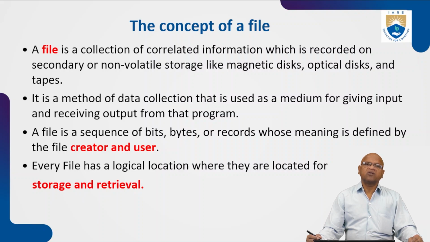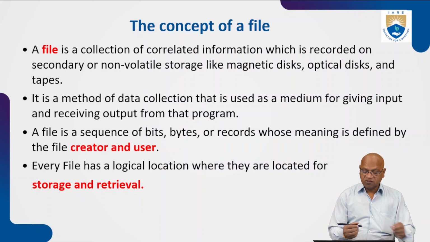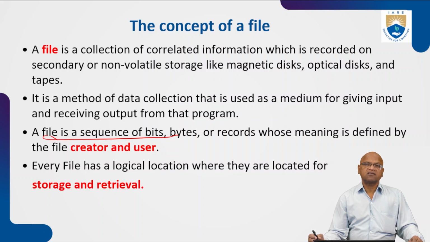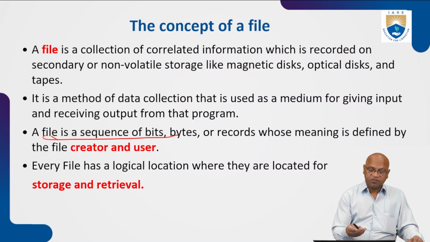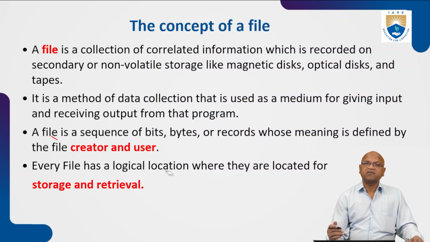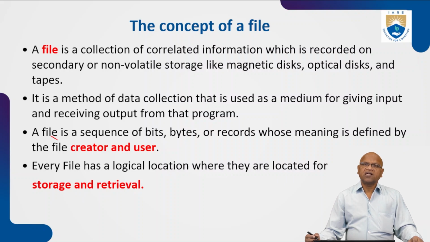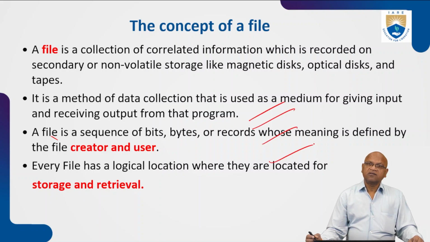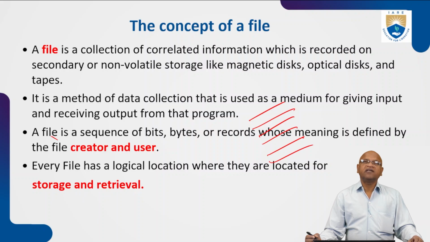So every file has a logical location where it is located or saved for storage and retrieval. One thing you have to understand, this is a basic concept: the file is bits, bytes, or records. Whenever we want to save in the computer, it will understand only zeros and ones. Once you want to save in the system, it will be converted into bits. Whatever program you write on the screen, let it be a Java program or a C program or any program, with int A, int B, int C and some instructions, once you want to save this, it should be converted into zeros and ones.